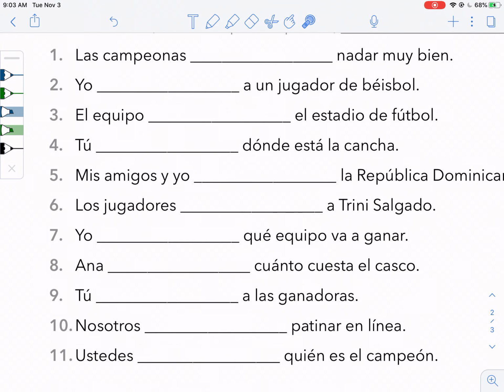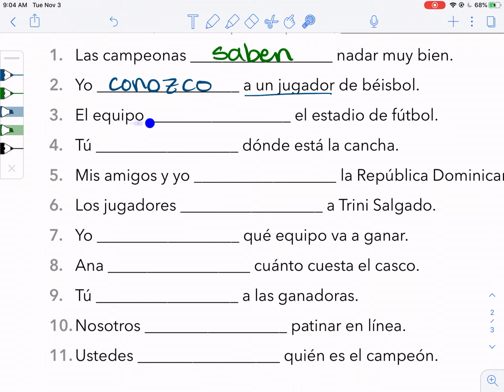Número uno, to swim very well. That's going to be a how-to, giving us saben. Make sure you're writing the whole sentence. Las campeonas saben nadar muy bien. Número dos, a un jugador de béisbol. That's a person. So yo conozco a un jugador de béisbol.